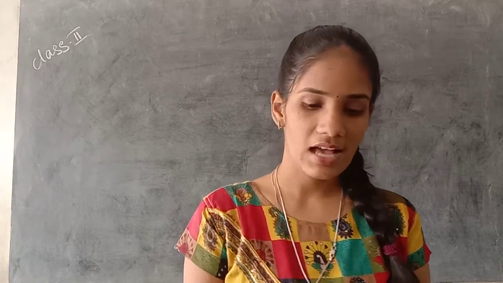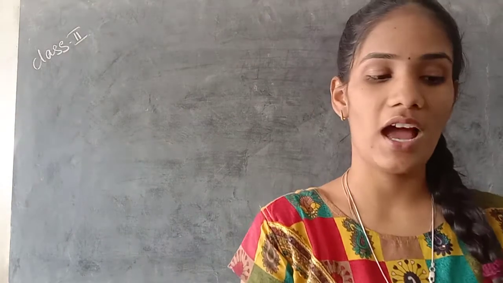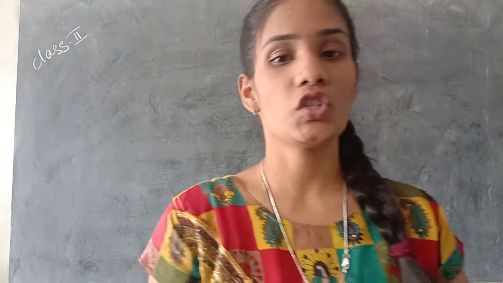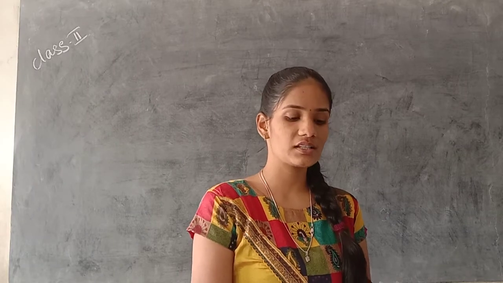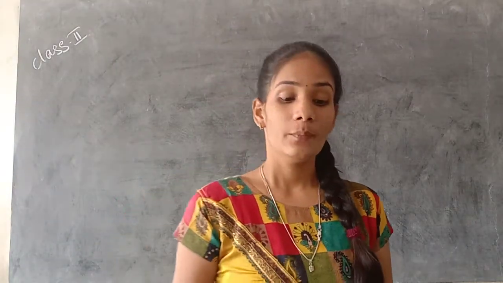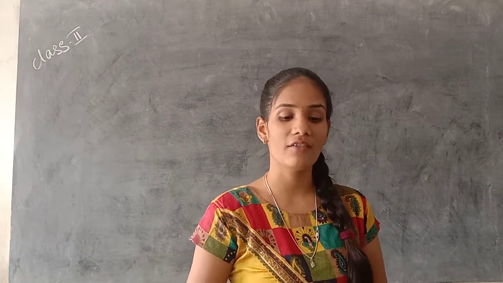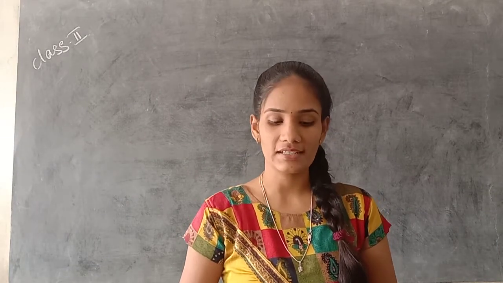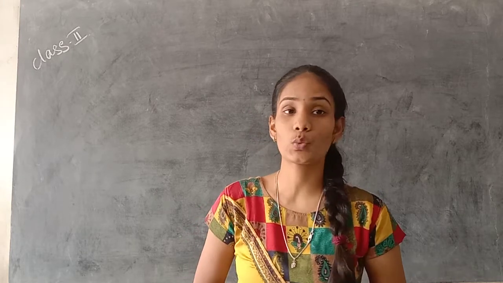Okay students, in last class we have completed the rhyme, that is Puppy and I. So we have completed the rhyme and we have also completed the question answers of that unit. So now we have to move towards the next unit, that is third unit, that is plants. The third unit, which one you have? You have third unit as plants. So students, open your book, page number 28.